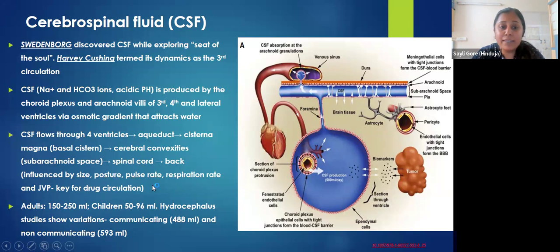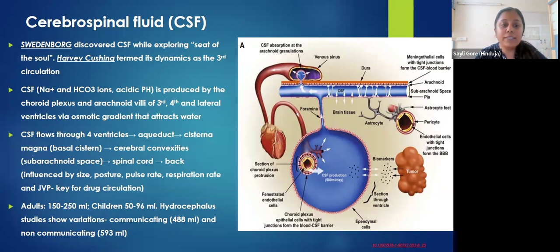And this flow is influenced by the ventricle size, the CSF space, the age, and posture, I mean whether the patient is lying in a supine position or sitting. Then the pulse rate and the respiration rate, which is also key for the drug circulation. The movement of the CSF is mainly driven by the respiration and the pulse. The heartbeat and the respiration oscillate the CSF. So this circulation is very important to understand because the drug circulation goes along with the CSF. Therefore, I have put in the explanation of CSF.